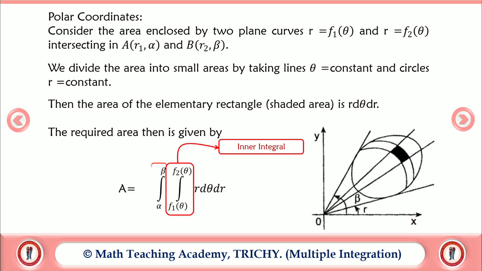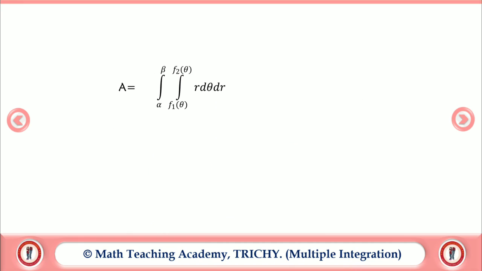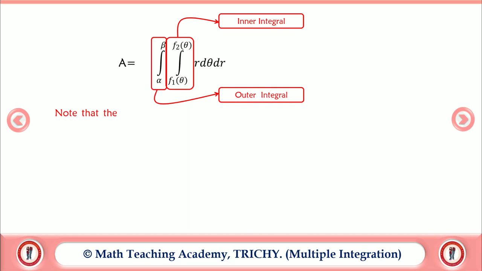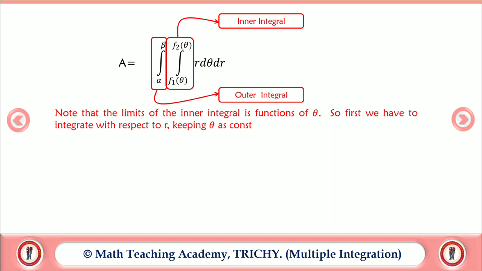Here this is the inner integral. This is the outer integral. Have a look at the limit of the inner integral. Note that the limit of the inner integral is a function of theta. So first we have to integrate with respect to r, keeping theta as constant.